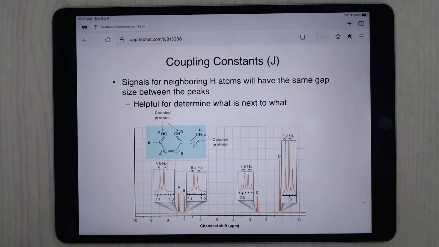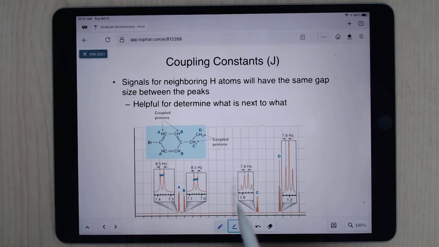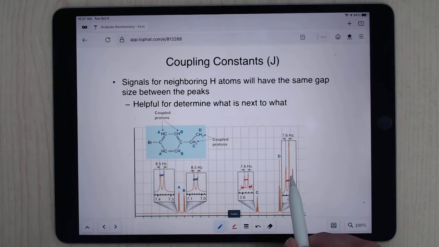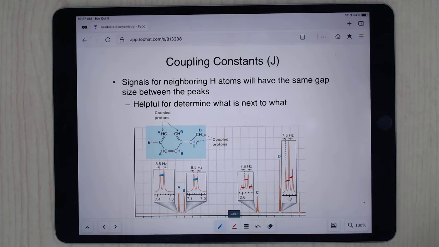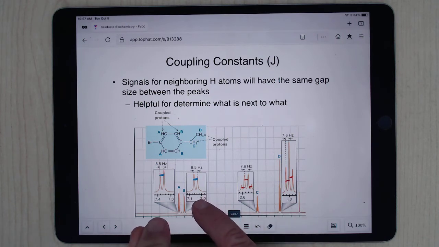Now for coupling constants, what we're looking at is the gap between this gap here and this gap here, as well as this gap here, this gap here, here and here. That gap will tell you what it's next to. If two things have the same coupling constant, that means those hydrogens are splitting each other. So these two sets of hydrogens are splitting each other, because these have similar coupling constants.